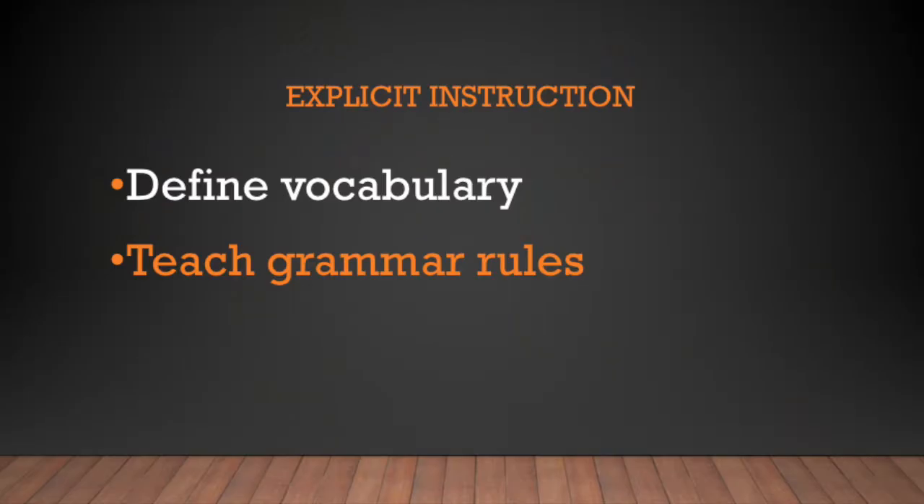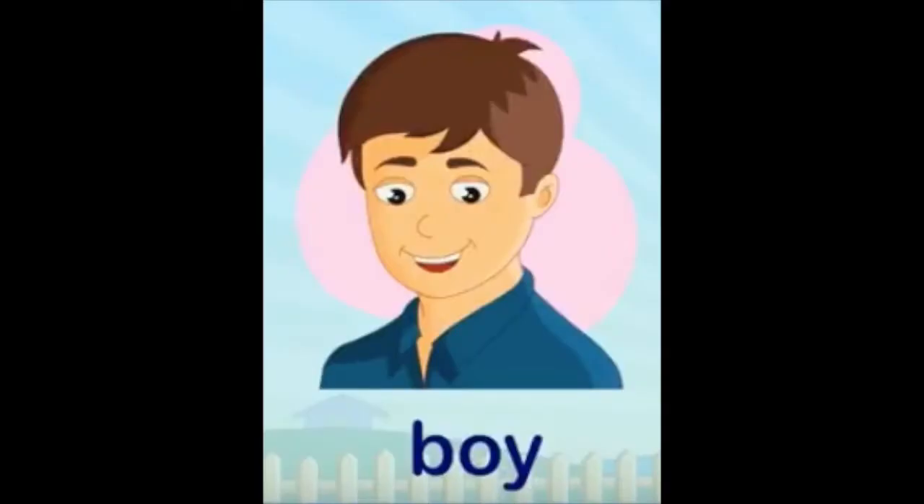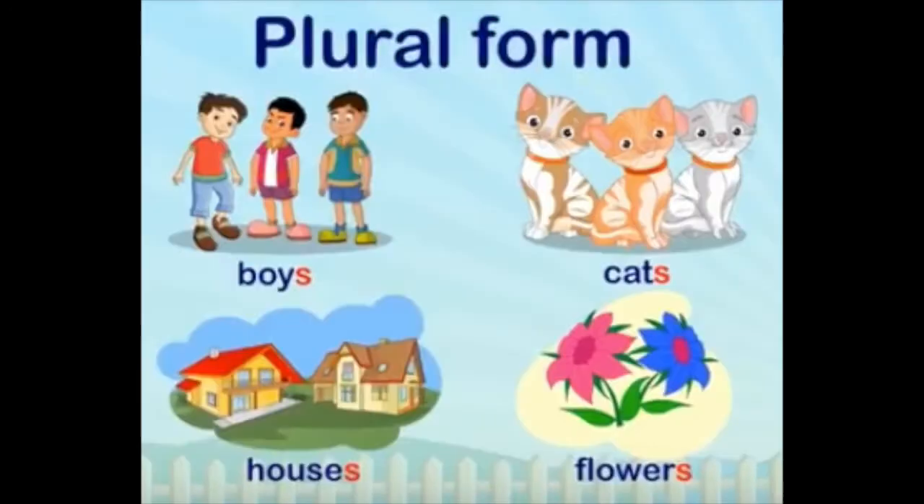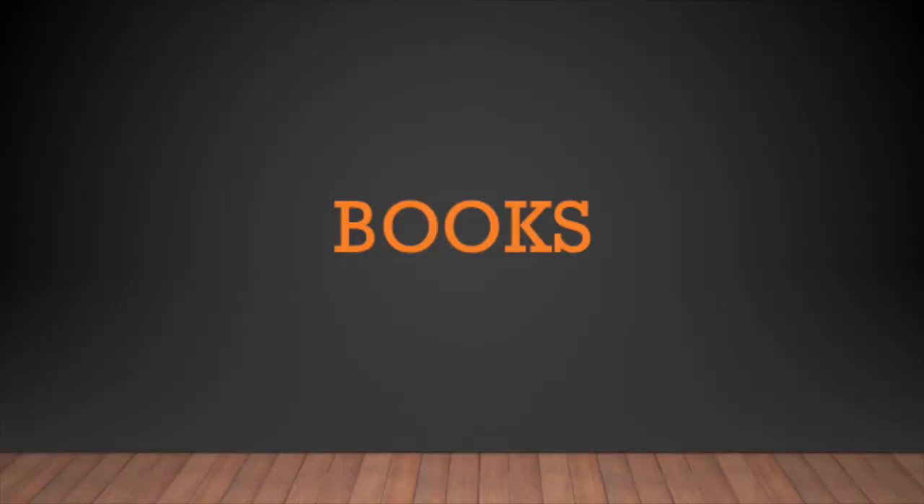This is also an opportunity to go over the grammar rules in a clear manner. This is especially important if the child did not demonstrate understanding of the concept during the assessment. To learn our grammar rules, let's take a look at some singular nouns. Boy, cat, house, flower. Now let's see what happens when those same nouns are plurals. Boys, cats, houses, flowers. Notice that we add the s sound at the end of the words.